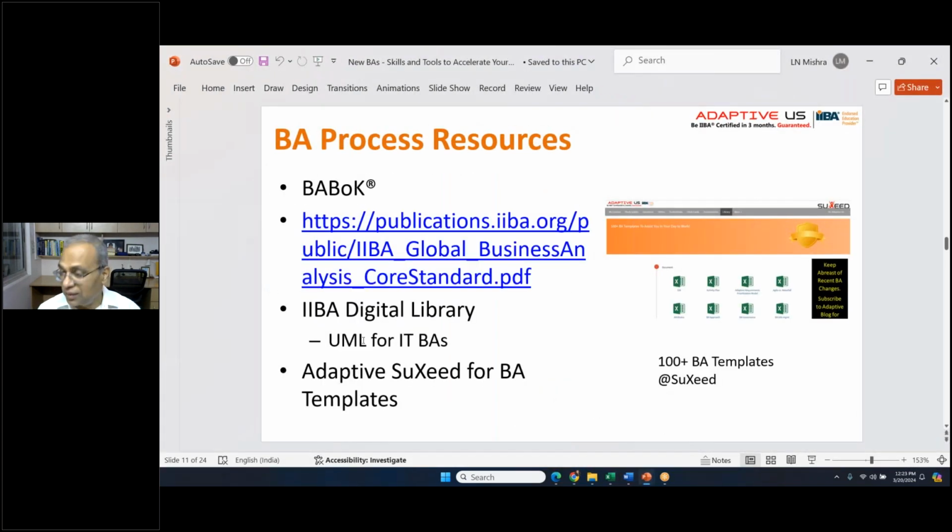Okay. It also has an amazing digital library. So if you wish to become a member, you get access to a lot of digital content as well. And we also, at our side, provide a lot of templates for BAs who want to pursue and understand the templates, or an organization which wants to have good templates but doesn't have time to build them. They can buy those templates from us as well.